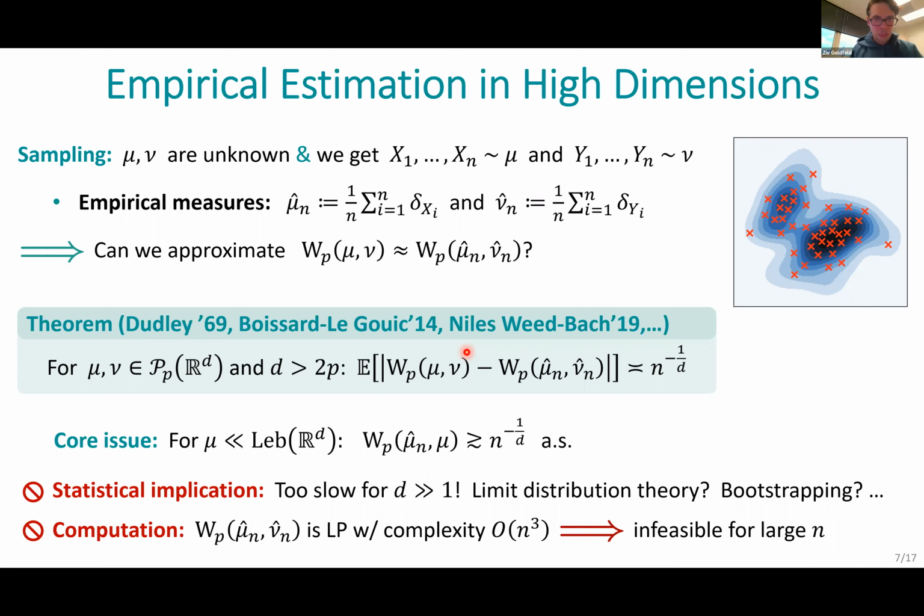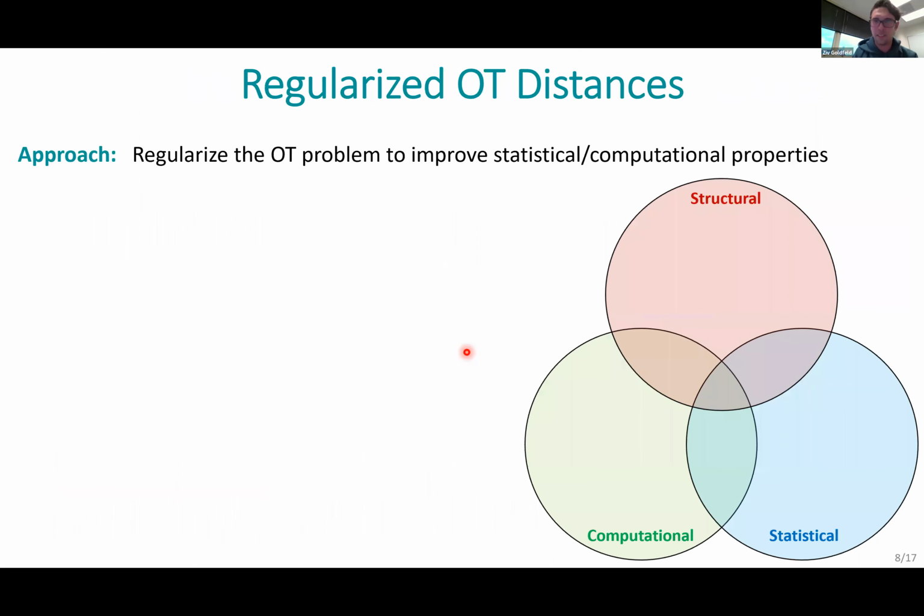All right. So for these reasons, in recent years we started to see the emergence of very clever ideas as to how to regularize the original optimal transport framework in order to alleviate these statistical and computational issues, with the hope of preserving as much of the original structure as possible.